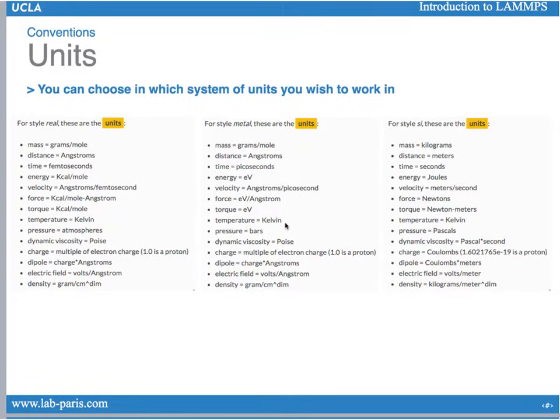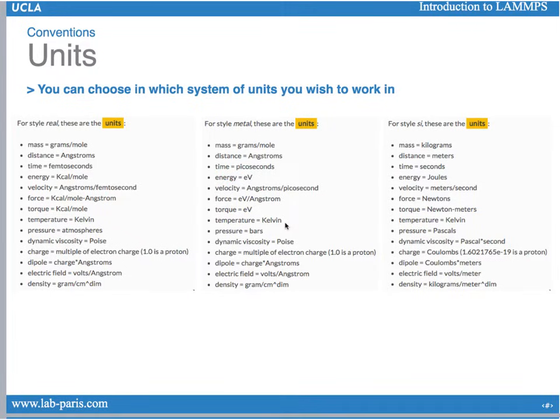And for each of those three systems, LAMMPS will expect that all properties will come with given preset units. For example, in the real unit system, all mass should be expressed in gram per mole, all distance in angstrom, and all time in femtoseconds. For the metallic system of units, the energy will be expressed in electron volts and the time in picoseconds, not in femtoseconds.